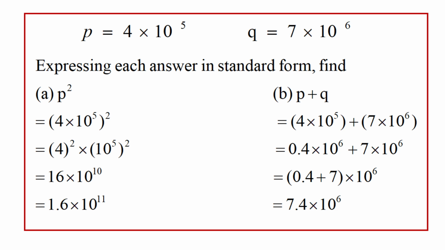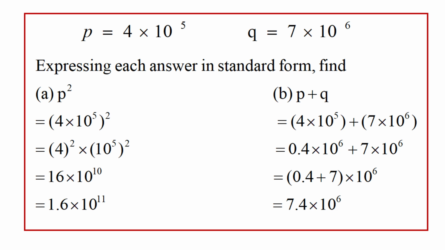5 times 2 equals 10. Putting this together, we have p squared equals 16 times 10 raised to the power of 10. Now, we want to express this in standard form. In standard form, the coefficient should be between 1 and 10. Since 16 is not in that range, we can convert it. 16 can be written as 1.6 times 10 raised to the power of 1.